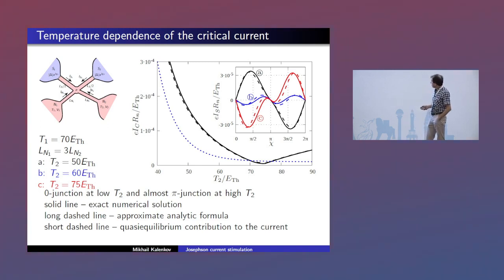So at low temperatures, when T2 is low, we get this black curve for the current-phase relation, and we see that it is just a conventional, slightly modified sine dependence. But when the temperature becomes higher, we see that the junction switches to, I would say, almost a pi state. So in the thermally biased junction, by changing the temperature, we can switch it from the 0 to pi state.